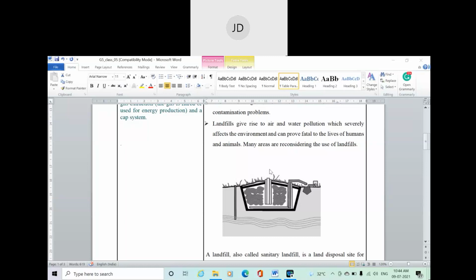From this vertical pipe, the gases are expelled out, and that particular gas can be used for biogas generation. Okay, can be used as a biogas. And this vertical pipe is basically used to collect the leachate. The leachate is what? The liquid form of waste can be taken out by this pipe.